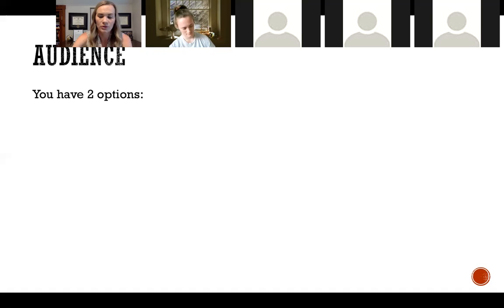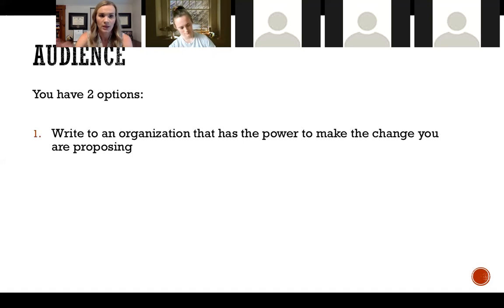or your role, sorry. For your audience, you have two different options of who you could or should write to. First, you could write to an organization that has the power to make the changes you are proposing. So you would choose this audience based off of whatever your solution is, right? So you may not be able to identify your audience until you figured out what your solution is. Okay, so who has the power to make the changes to my problem?